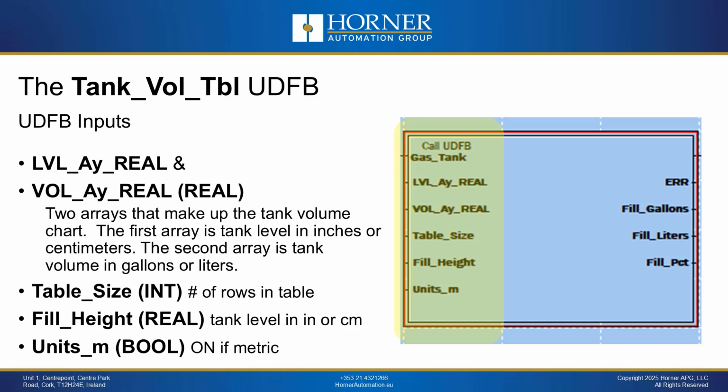And then there is one more input that is just a boolean, on or off, and that is a variable. If it is on, it means that your table is in metric units. If it is off, it means your table is in imperial units. So metric being in centimeters and liters, and imperial meaning not metric. So that would be inches or gallons.